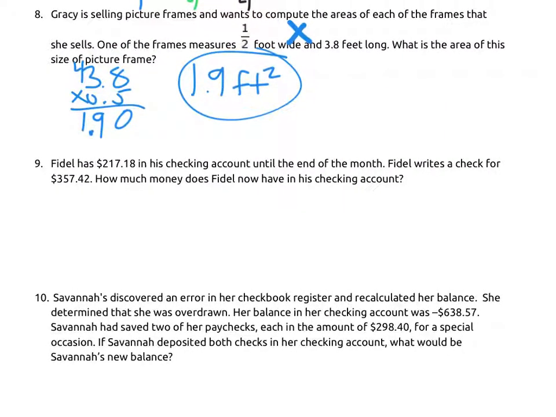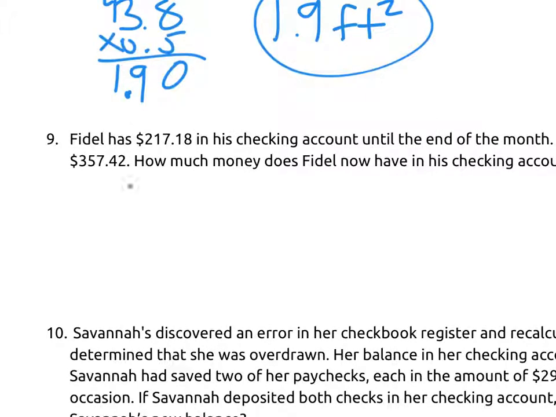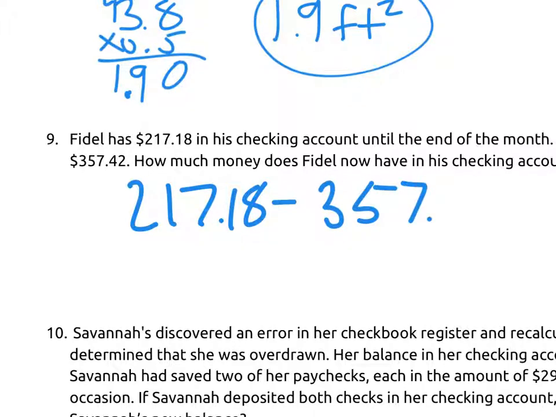So Fidel has $217.18 in his checking account until the end of the month. Fidel writes a check for $357.42. How much does Fidel now have in his checking account? So we're taking this $217.18, and he's writing a check for $357, so that's going to be taken away from his account. We are clearly looking at this, we're going to be getting a negative number.